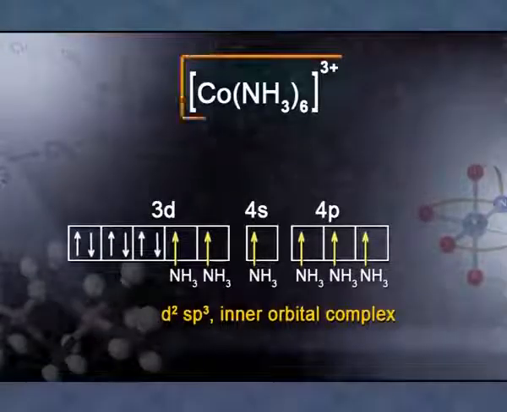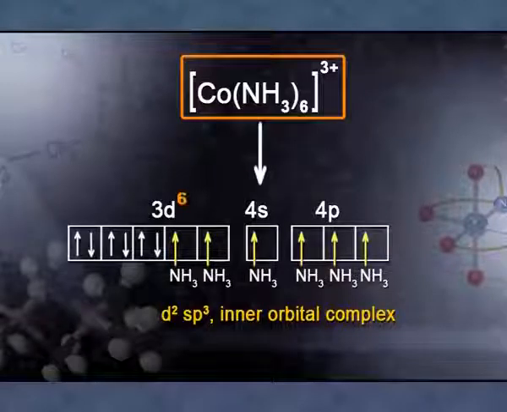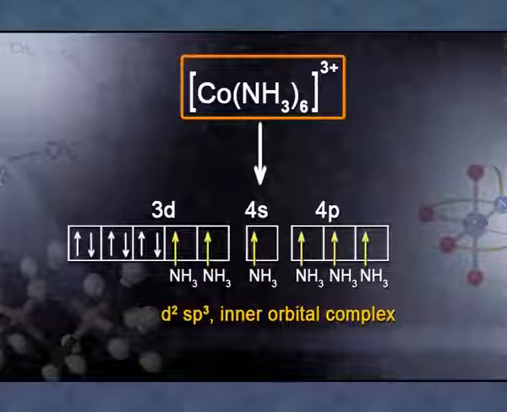Suppose you take cobalt. In the case of [Co(NH3)6]3+, the oxidation state of cobalt is plus 3. Therefore, the electronic configuration of cobalt 3+ is 3d6. So there are 5 d orbitals present here. Now, since 2 d orbitals are utilized for hybridization, only 3 orbitals are available and there are 6 electrons. So all these 6 electrons get paired in 3 orbitals, and you will find there are no unpaired electrons. Therefore, hexaamminecobalt(III) is diamagnetic.